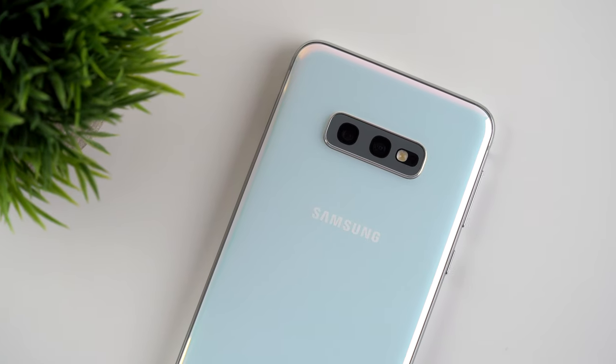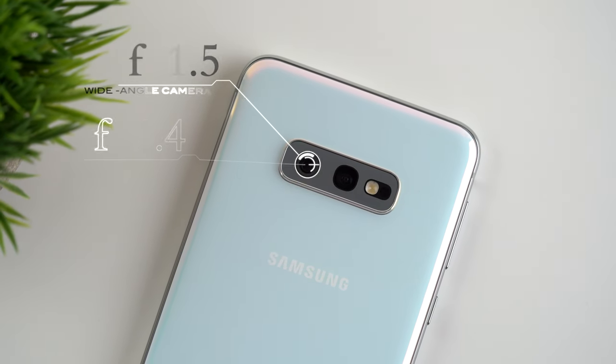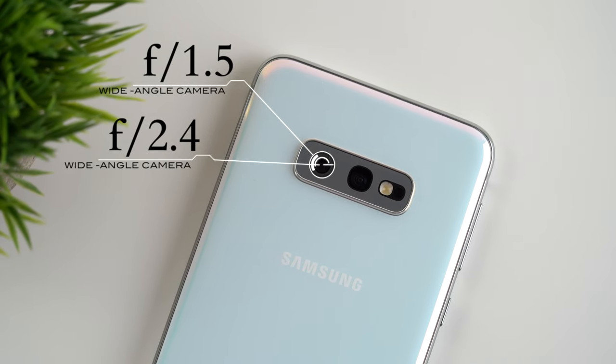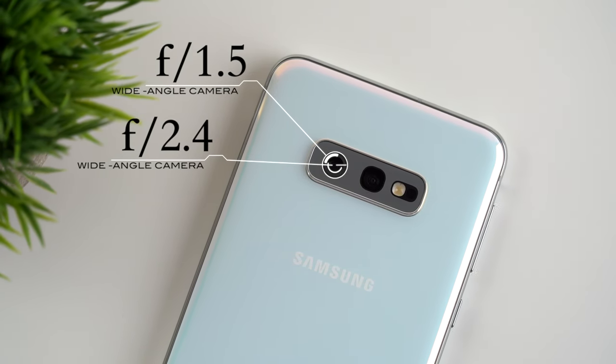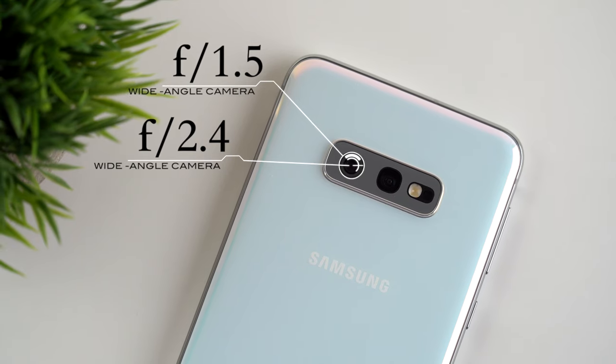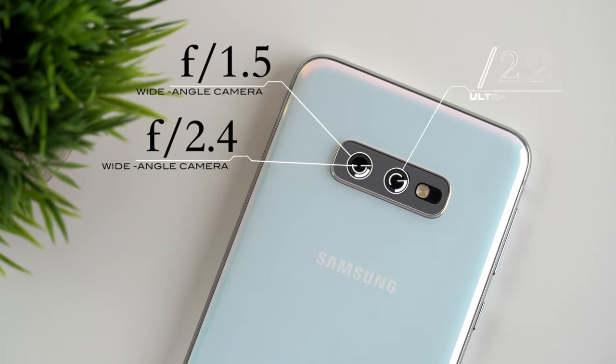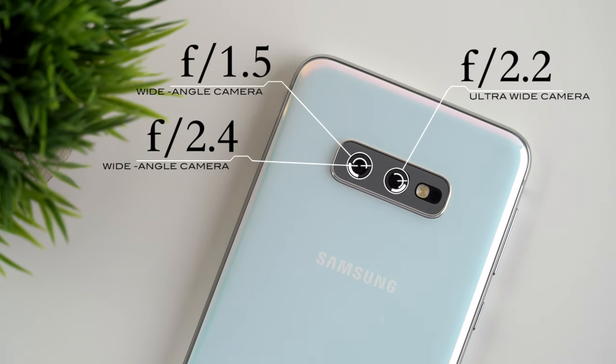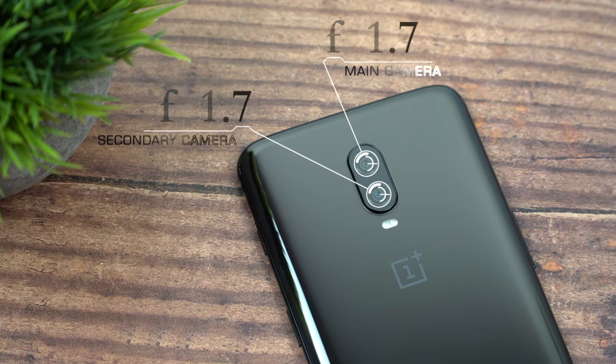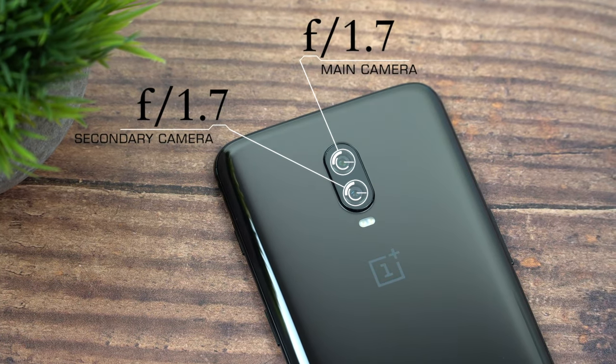Let's look at the apertures of these devices. The Galaxy S10e has the dual aperture of 1.5 and 2.4 on its main camera, which on paper should give an advantage, so we'll see how that translates in the real-world comparison. And it has the aperture of 2.2 on its ultra-wide camera. When it comes to the OnePlus 6T, we have the aperture of 1.7 on both cameras.